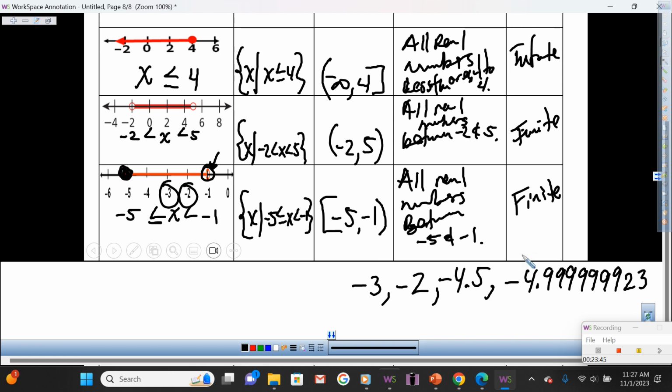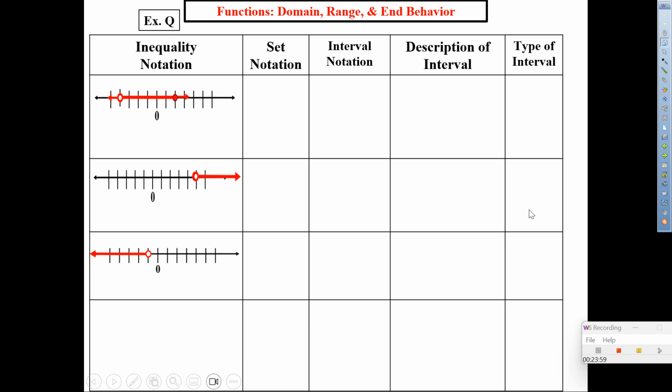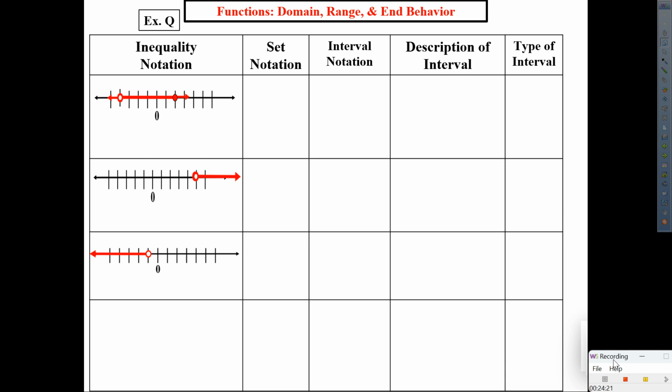So, this is a good activity, I like this. You should have a blank sheet somewhere in that packet. Copy these. So make a table like this, 1, 2, 3, 4, 5 columns, and then copy these graphs, and I want you to write me the set notation, interval notation, description, and interval type, as well as the inequality. Work with your neighbor, since now you got into the talkative mode. Go.